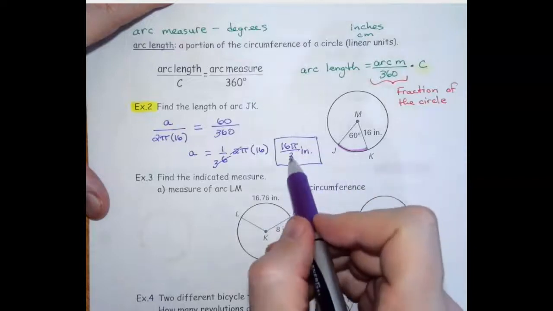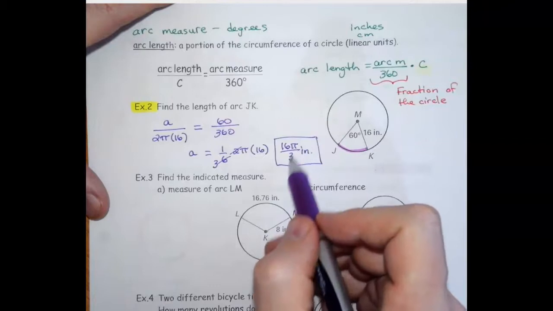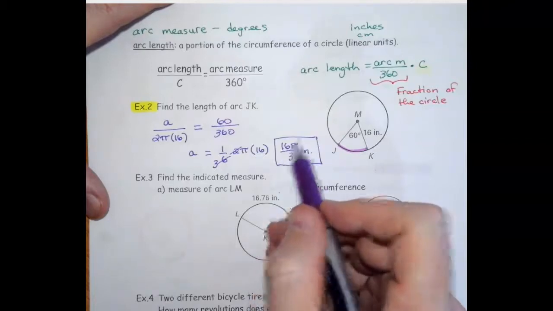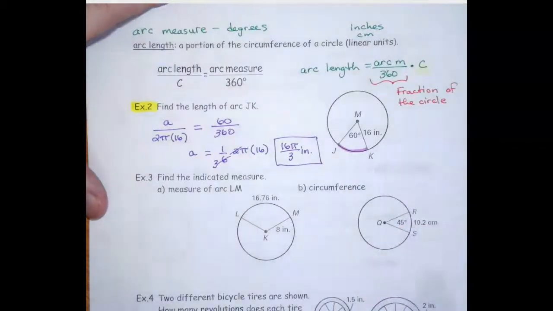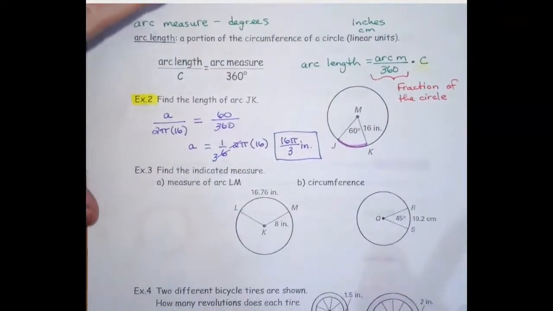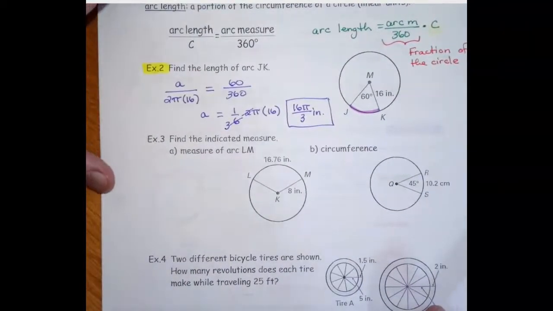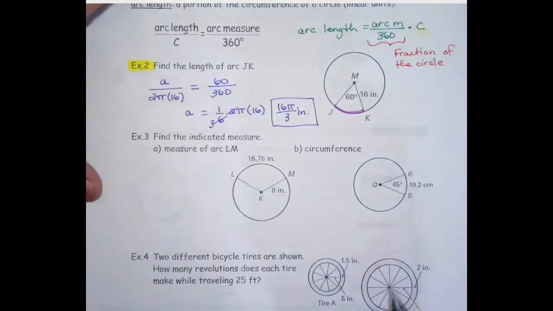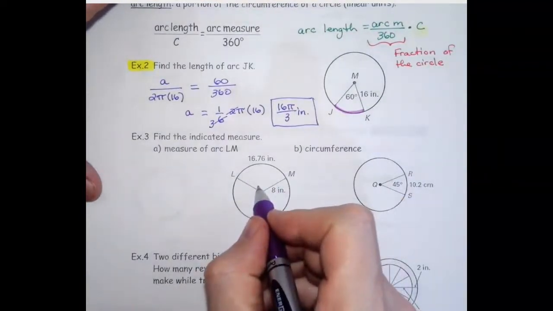arc is. Now we can approximate that because pi is 3.14, so this is a little bit more than 1, so it's going to be more than 16, maybe 17, somewhere between 16 and 17. So hopefully sometimes we can kind of get a rough idea of what we have. Okay, so now we want to find the measure of arc LM. The measure of arc. So what we're trying to find is this right here.